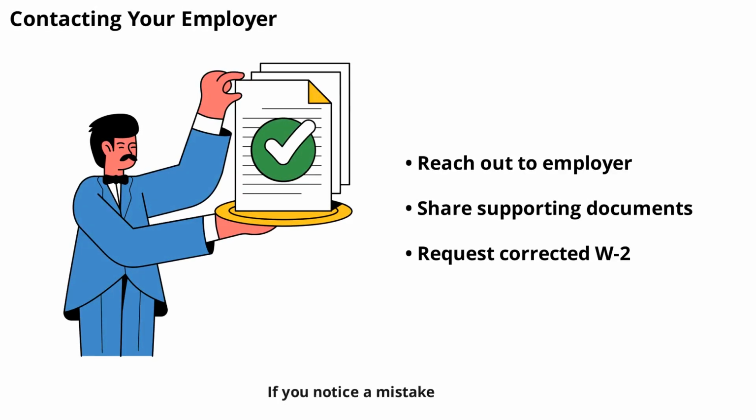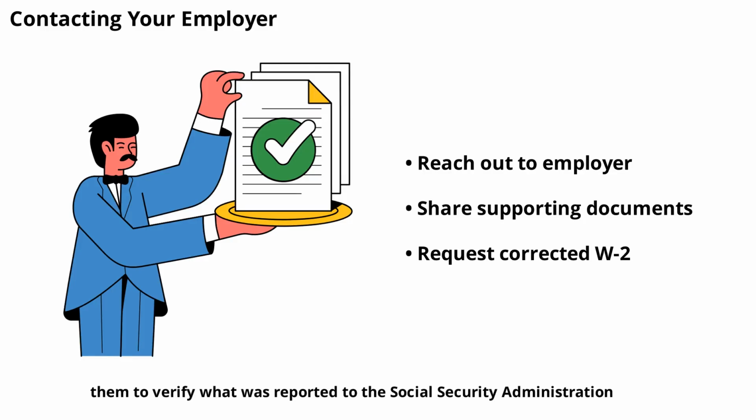If you notice a mistake, your first step should be to contact your employer. Sometimes, errors are the result of simple reporting mistakes that your employer can correct quickly. Provide them with copies of your supporting documents and ask them to verify what was reported to the Social Security Administration. If your employer agrees there was an error, they can submit a corrected W-2 form to fix the issue.